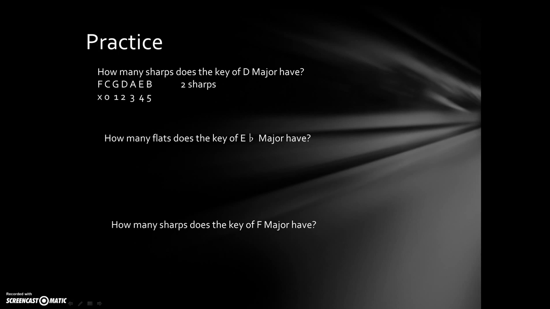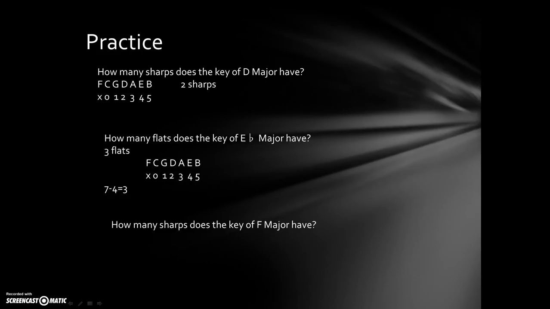How many flats does the key of E flat major have? Remember, we first have to find the number of sharps the key of E major has, and then use the rule of 7 to find how many flats the key of E flat major has. Three flats. F, C, G, D, A, E. E has 4. So E has 4 sharps. 7 minus 4 equals 3, which means that E flat major has 3 flats.